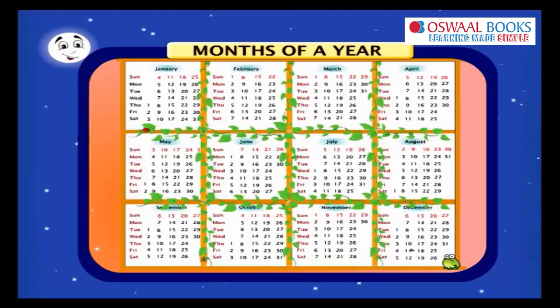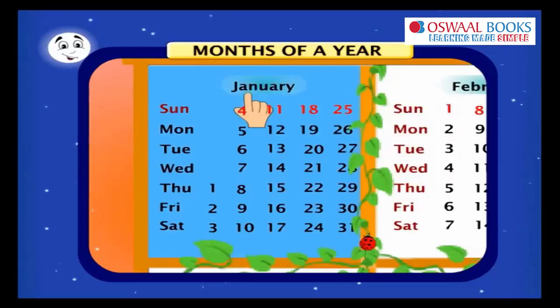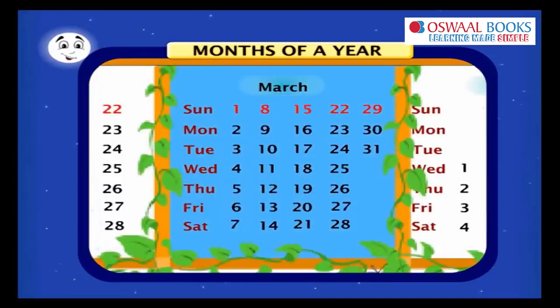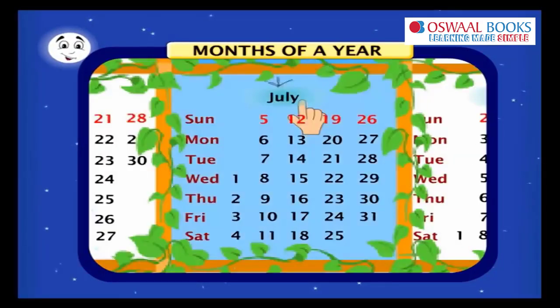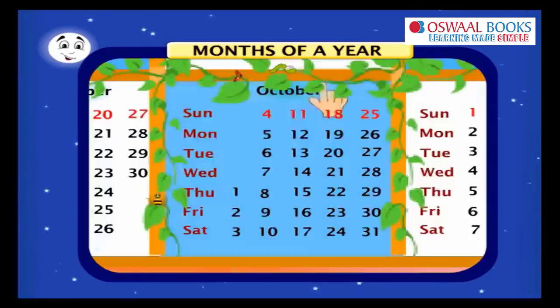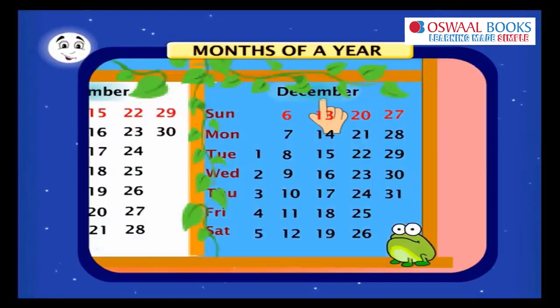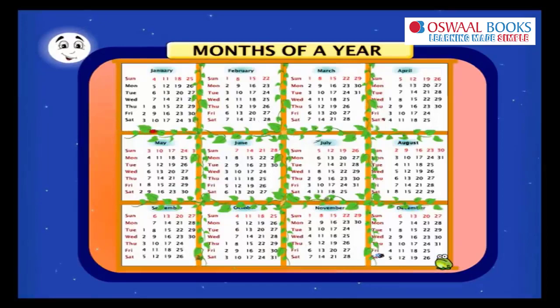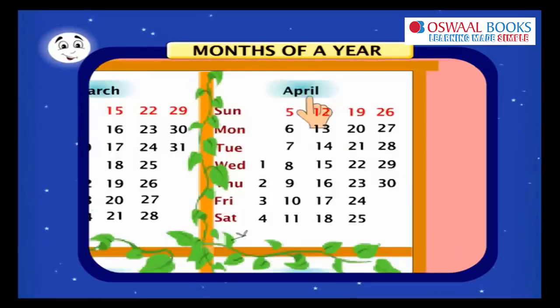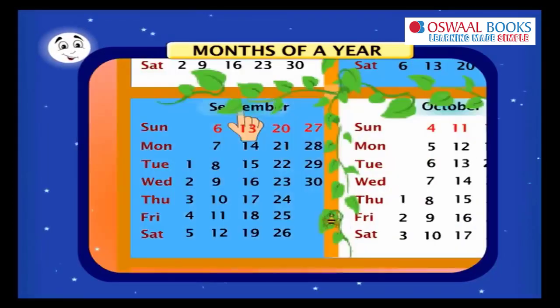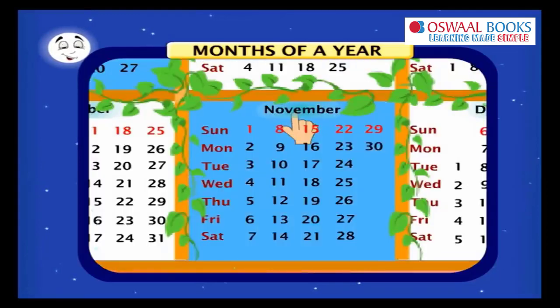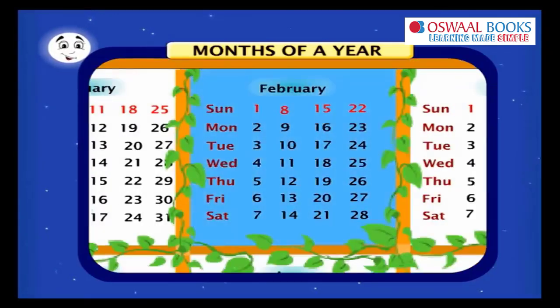Some of the months have 31 days, namely January, March, May, July, August, October and December. But some months have 30 days, namely April, June, September and November. February is the only month with 28 days, but once in 4 years there are 29 days in that month, and that year is called the leap year.